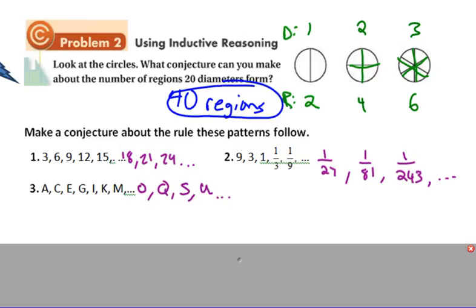So again, patterns. We're just making conjectures based off of patterns. This is one of the greatest tools that we have in life because there are so many patterns that we see in math and in life in general, and we can utilize inductive reasoning to make conjectures about things.